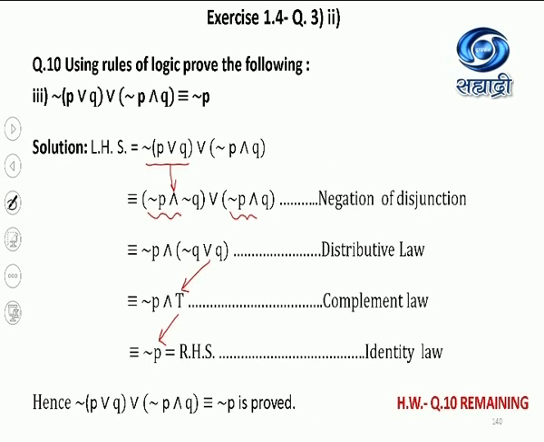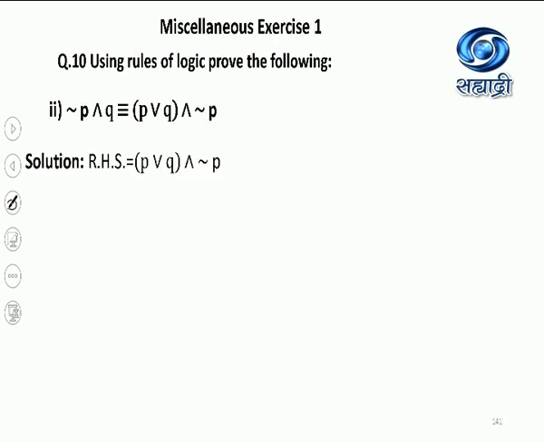Okay, so I have taken one problem from here. Let's take one more if we can. Same question, same exercise. Negation of P and Q equivalent to (P or Q) and negation P is to be proved. So I start with RHS. I have a bracket and negation P, so I have to open the bracket.